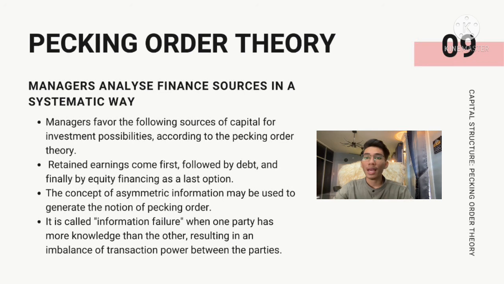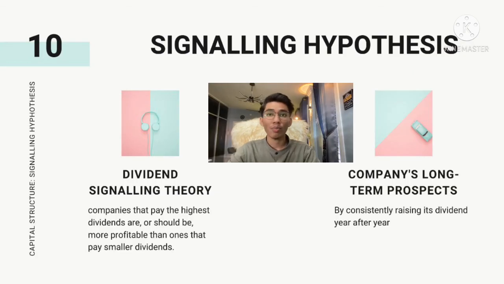The concept of asymmetric information may be used to explain the notion of pecking order. It is called information failure when one party has more knowledge than the other, resulting in an imbalance of transaction power between the parties. Finally, the last topic, which is the signaling hypothesis.